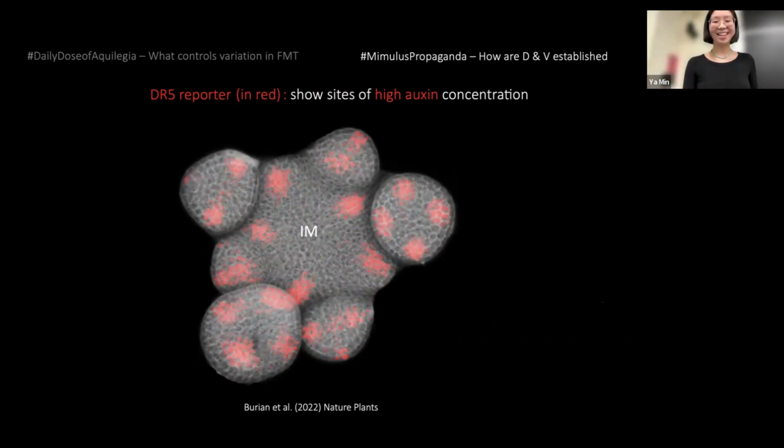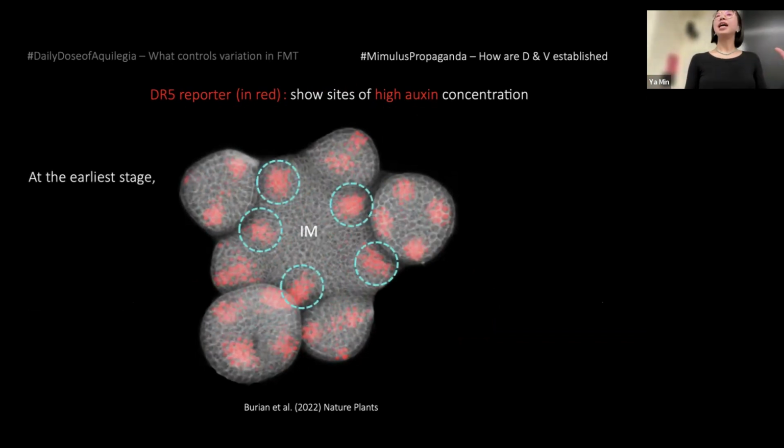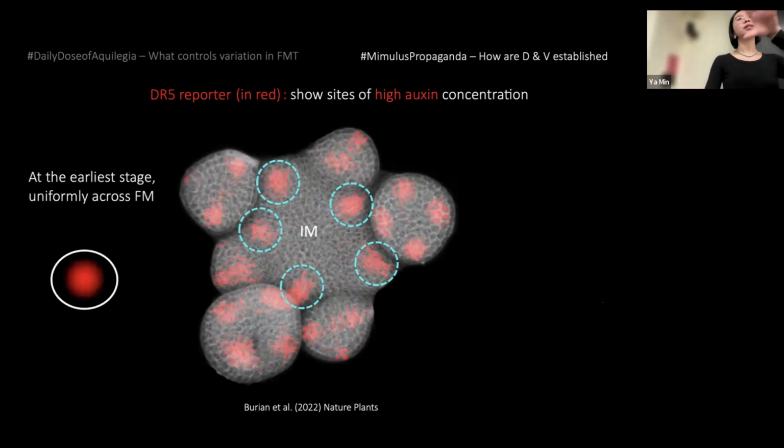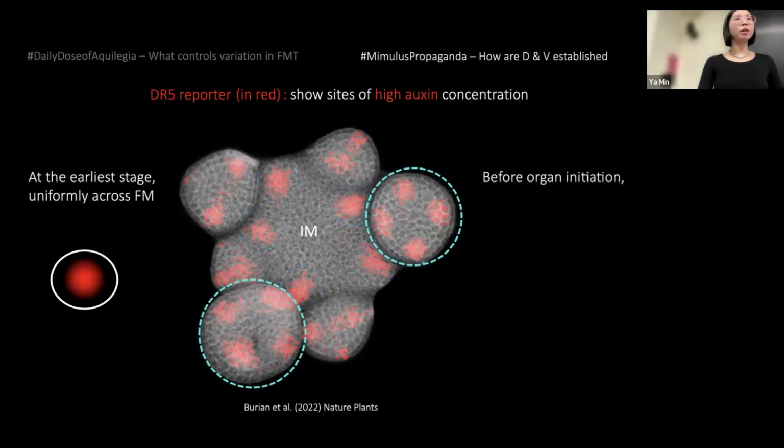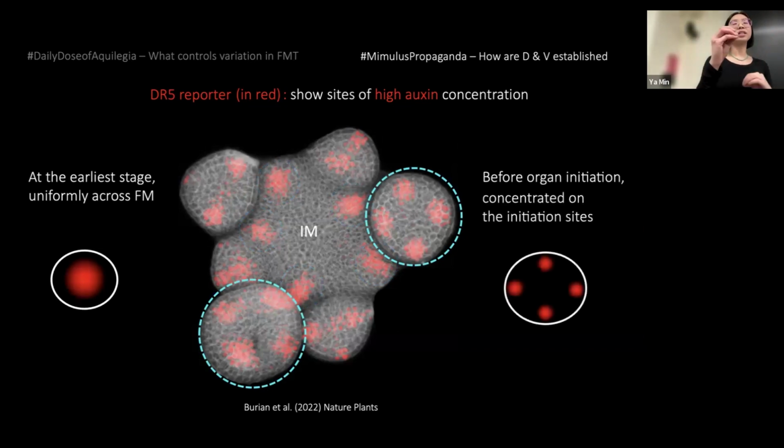When we look at young meristems at the early stage, we see DR5 signal across the entire tiny floral meristem. But soon after that, before organ initiation, the signal in the center disappears and resolves into 4 dots on the side, marking the initiation sites of sepals. And that's a typical, very simple dynamic of DR5: first in the center, and then it resolves to the side. Now let's look at what's happening in Mimulus.